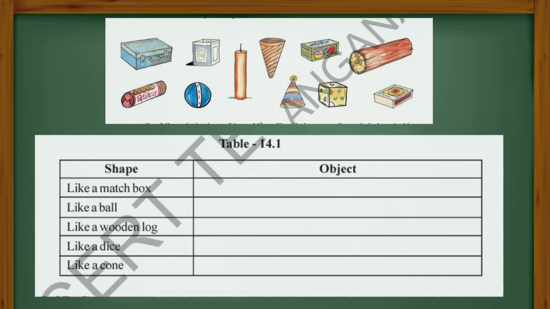Now, identify the objects like a matchbox. What objects are there like a matchbox? Yes, a suitcase is there, an ice cream box is there, and a matchbox is there. Isn't it? Yes. Now, identify the object like a ball. Observe carefully. Yes, only one object is there, that is a ball.